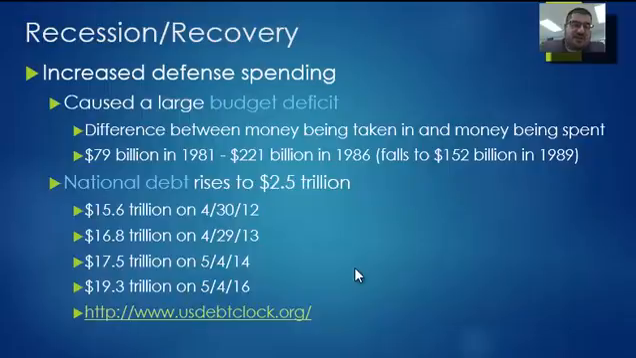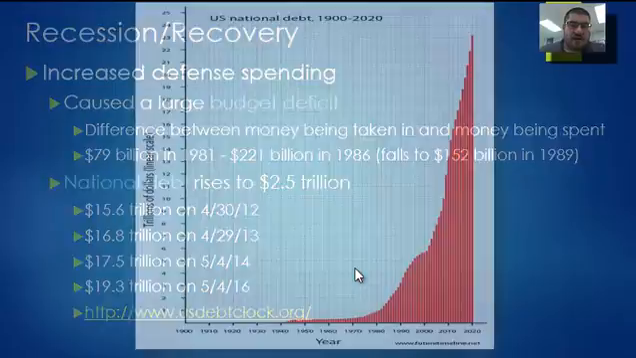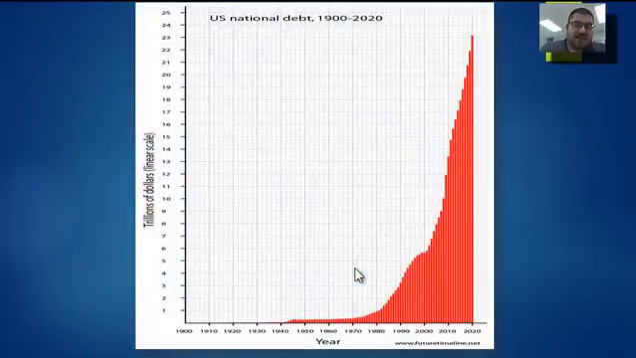You can see I've been keeping track of it the last few years. 15.6, 16.8, 17.5 trillion on May 4th, 2014, and 19.3 trillion on May 4th, 2016. And if you ever want a real-time look at this using algorithms and stuff like that, you can go to usdebtclock.org. And here's a look at the national debt from the 40s, 50s, 60s, 70s, 80s, 90s, 2000s, and because of the Iraq War in the 2000s and 2010, 2020, it's expected to be up to $23 trillion.